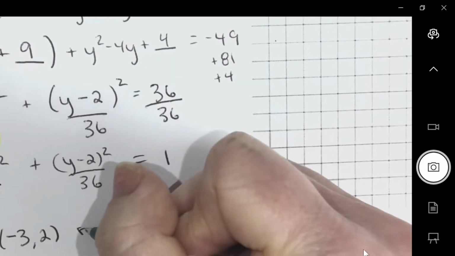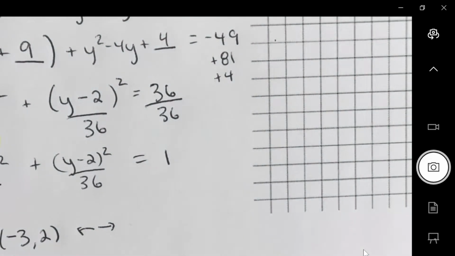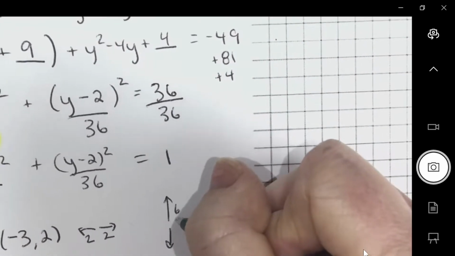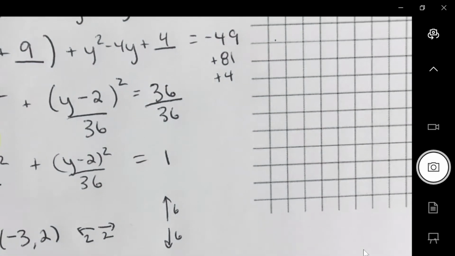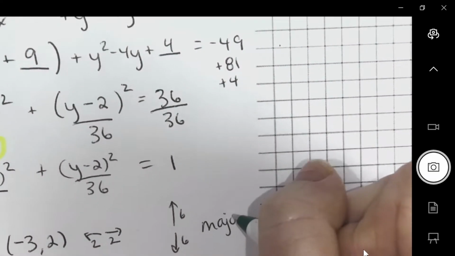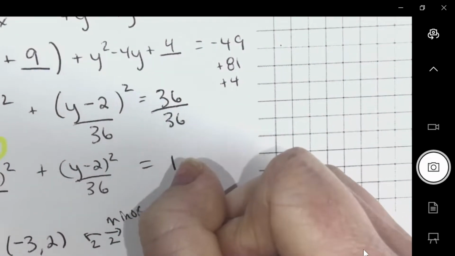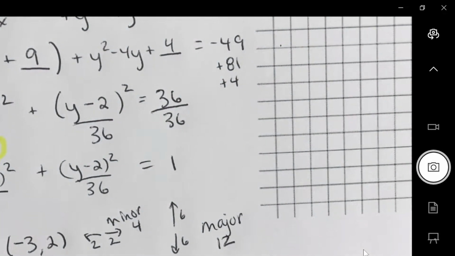I will horizontally go how far? 2. And I'm going to vertically go 6. Okay, I might ask you questions about your axes. How long is the major axis on this one? So the major is 12. And the minor would be 4. Okay, so I might ask you questions about your major minor. Okay, so -3, 2.